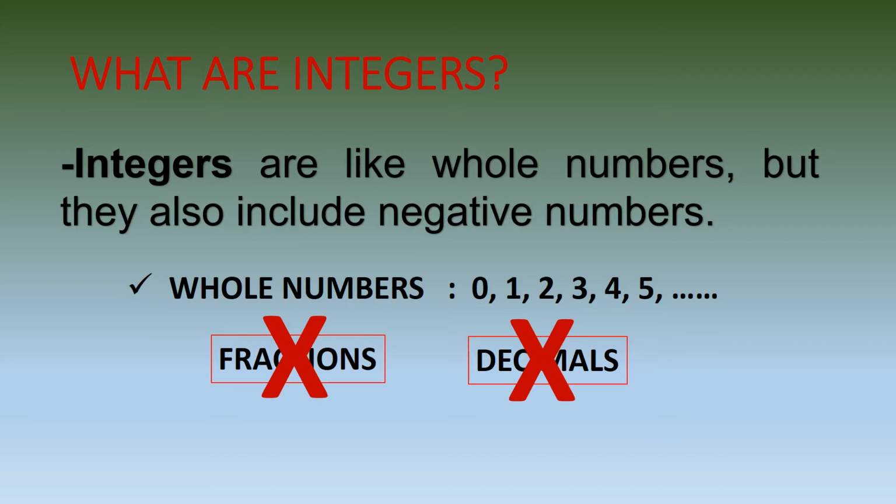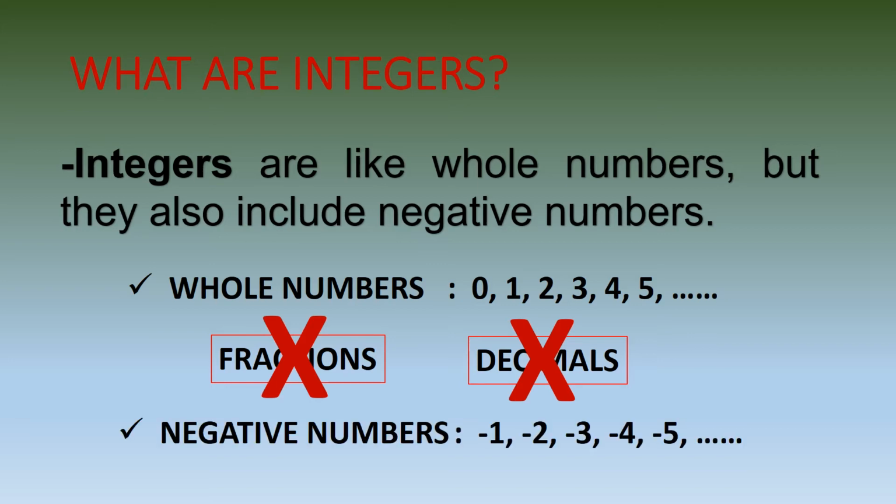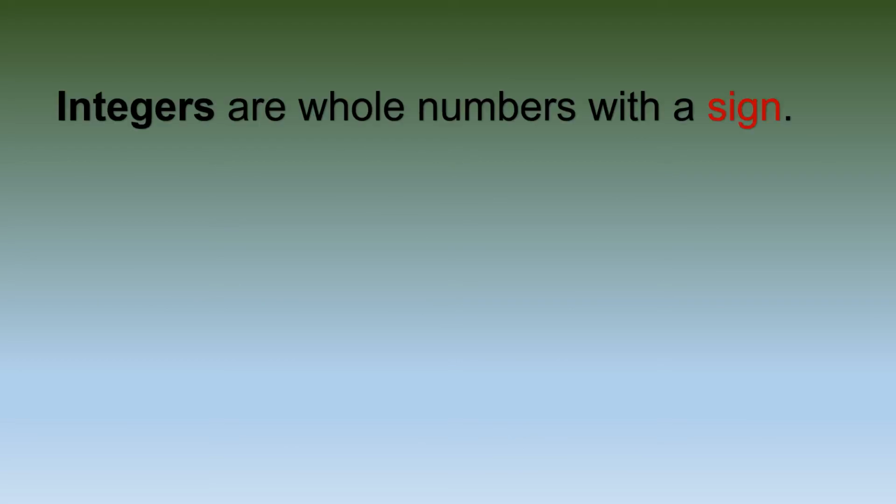What are these negative numbers? -1, -2, -3, -4, -5, and so on. Moreover, we can say that integers are whole numbers with a sign.